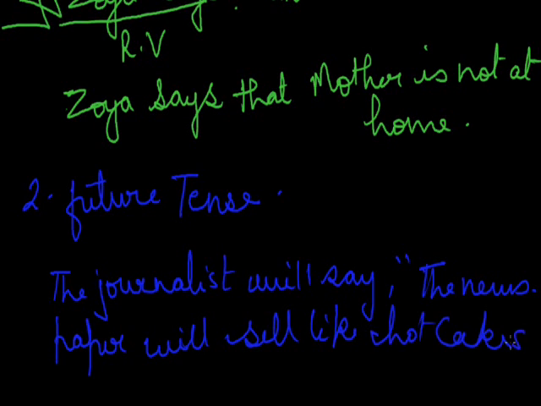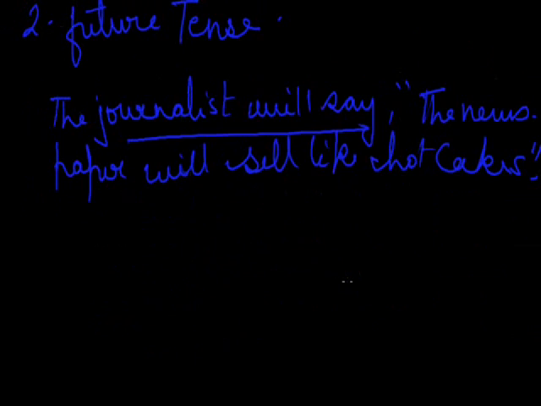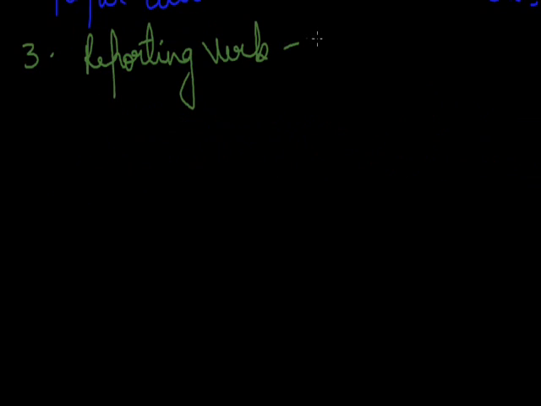Now the reporting verb here is in the future tense, so the answer will be: the journalist will say that, and the reported speech will be enclosed in the same manner without changing the tense. The newspaper will sell like hot cakes. So the two points which I have discussed are done. Now, if the reporting verb is in past tense, the verb of the reported speech changes in the following way.